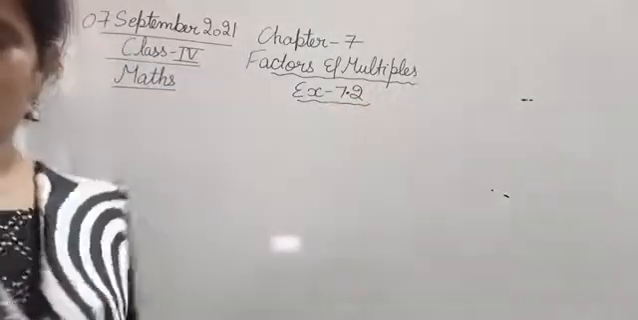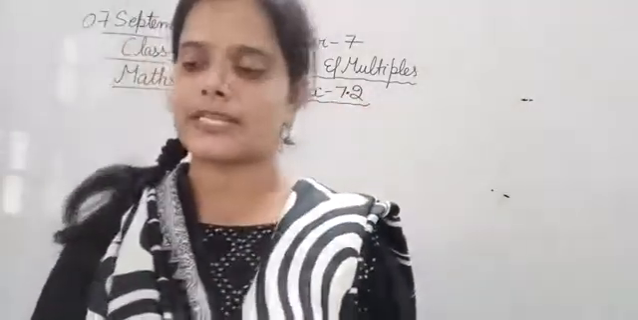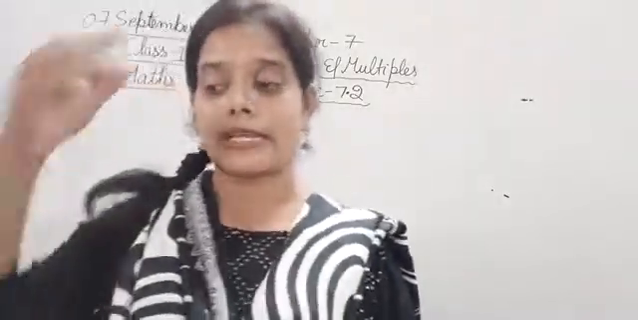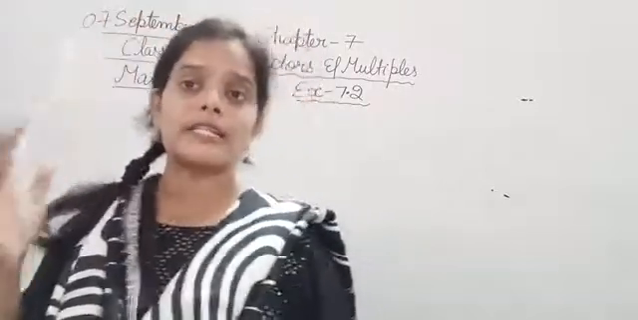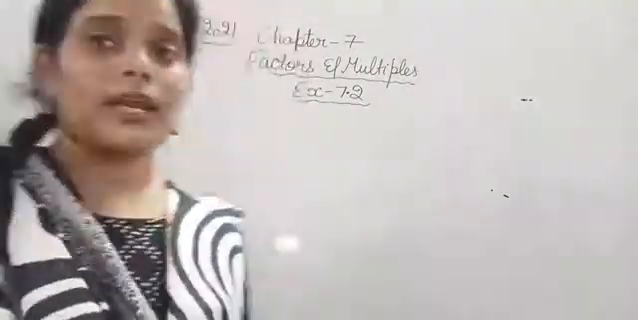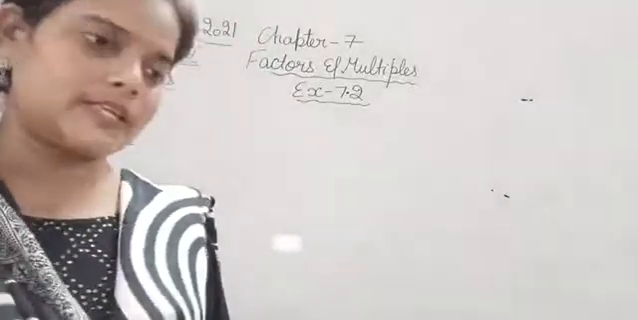चलिए. So the first question from exercise 7.2 is: write down all the prime numbers less than 30. So 30 से छोटे जितने भी prime numbers हैं we have to write that.